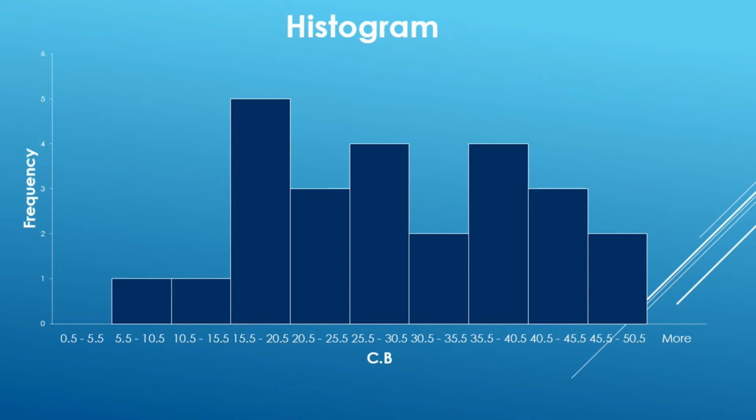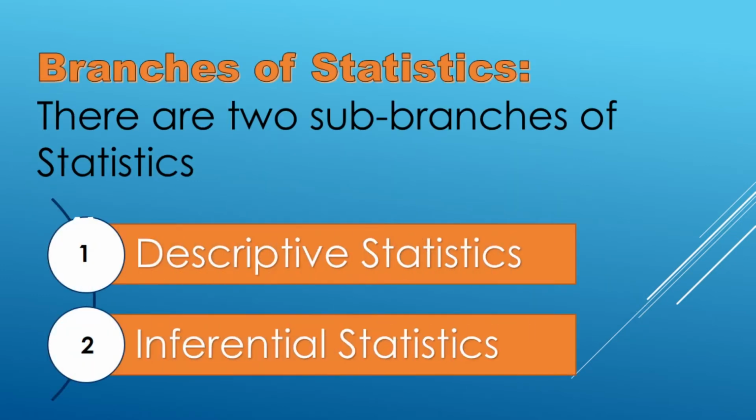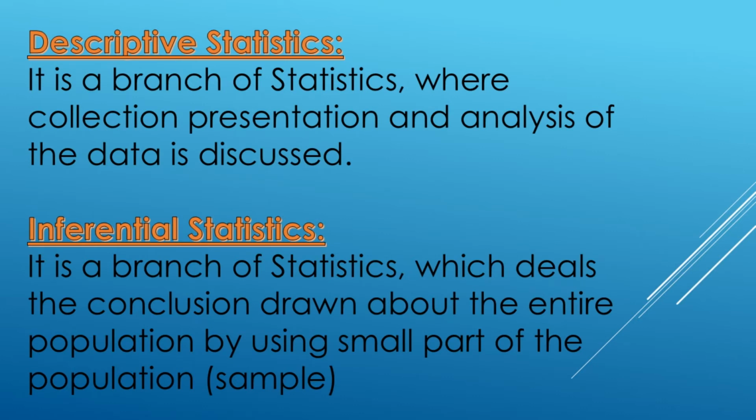After that, students, statistics is divided into two different branches, descriptive statistics and inferential statistics. Now, what is descriptive statistics? Descriptive statistics is a branch of statistics where the collection, presentation, and analysis of the data is discussed, while inferential statistics deals with conclusions drawn about the entire population by using a small part of the population. That small part of the population is known as a sample.